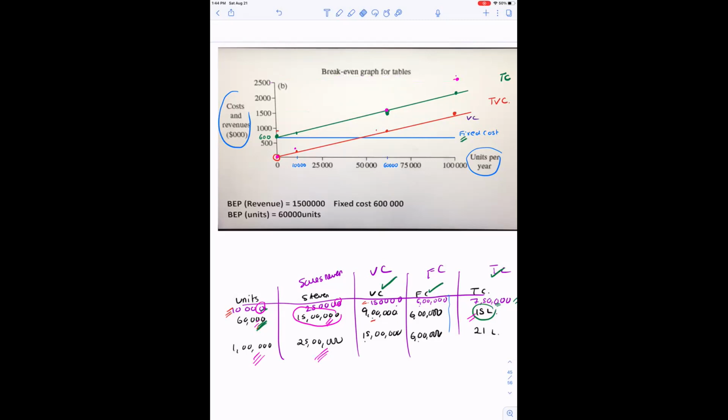Now I will make the line of my total revenue. This is the line of my total revenue. This is the line of my total cost. The red one is the total variable cost.